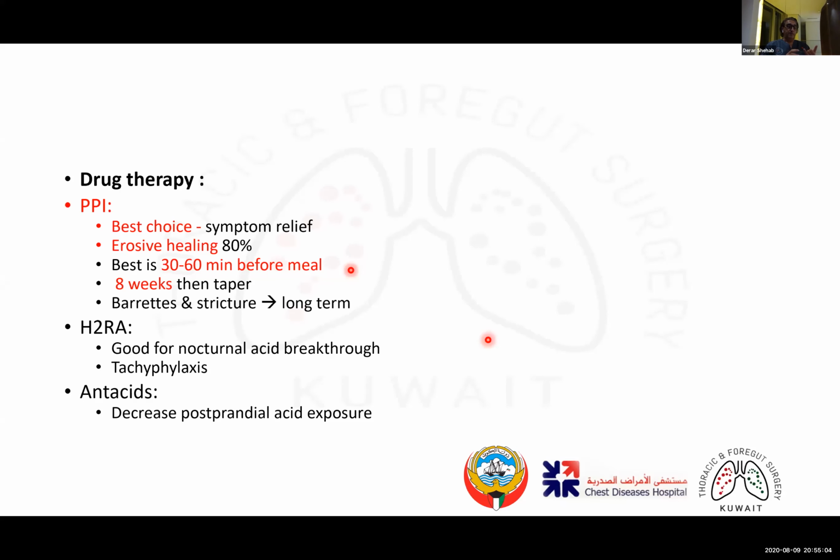Number two, you can put them on proton pump inhibitors or other drugs like ranitidine or antacids, but the best choice is PPI. PPI not only controls the symptoms, but it may also heal the ulcers or esophagitis, and to some extent make the Barrett's regress. The course of PPIs is between 8 to 12 weeks, and I usually ask them to take PPIs an hour before meal.